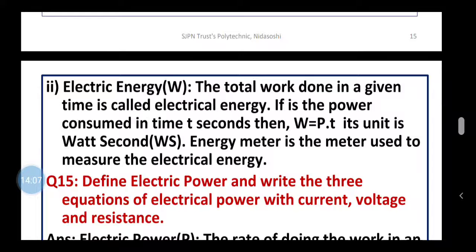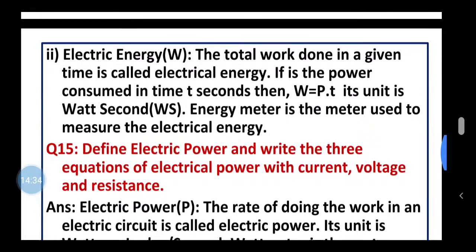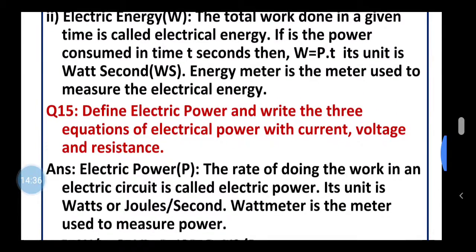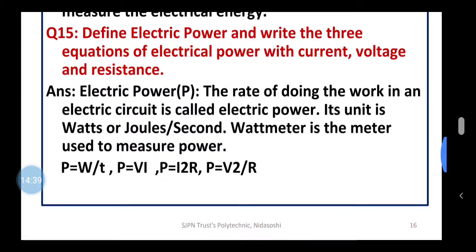The unit of electrical energy is watt second or watt hour. The practical unit of electrical energy is kilowatt hour. That means 1 kilowatt is equal to 1000 watt. If 1000 watt of power is consumed for a time period of 1 hour, then we can say that 1 unit of energy is consumed. Then the meter used to measure the electrical energy in the electrical network is the energy meter. Okay, now let us come to question number 15.